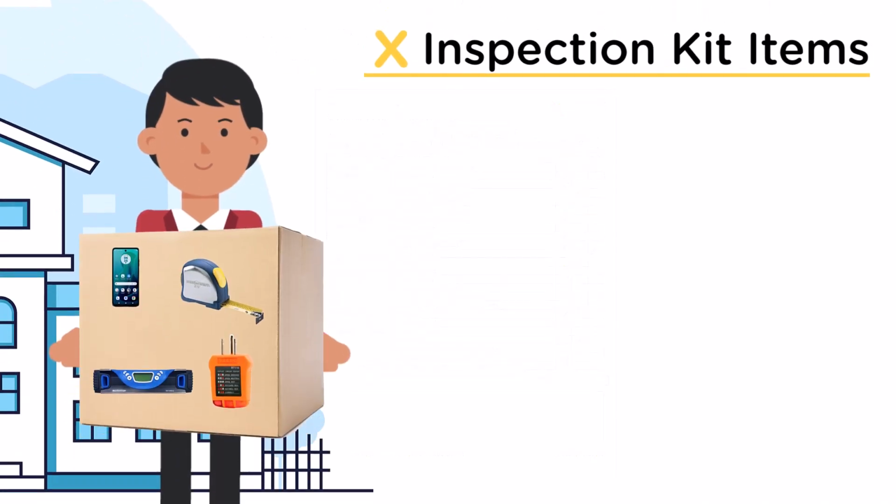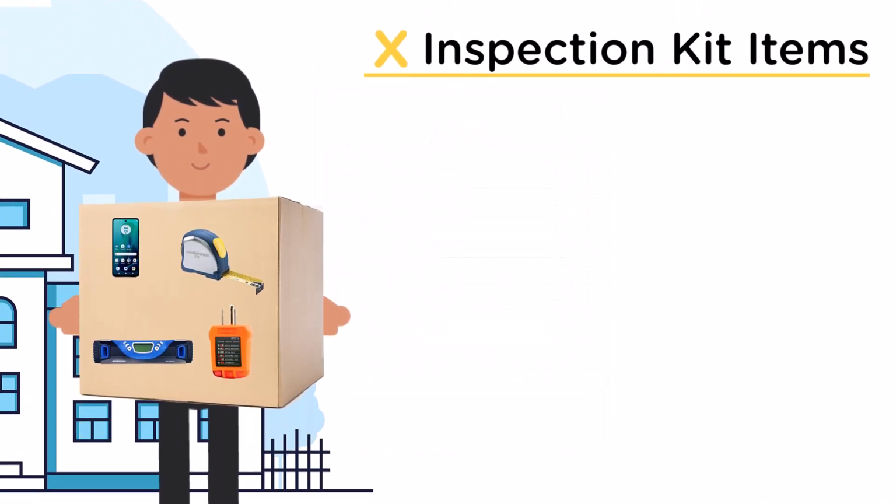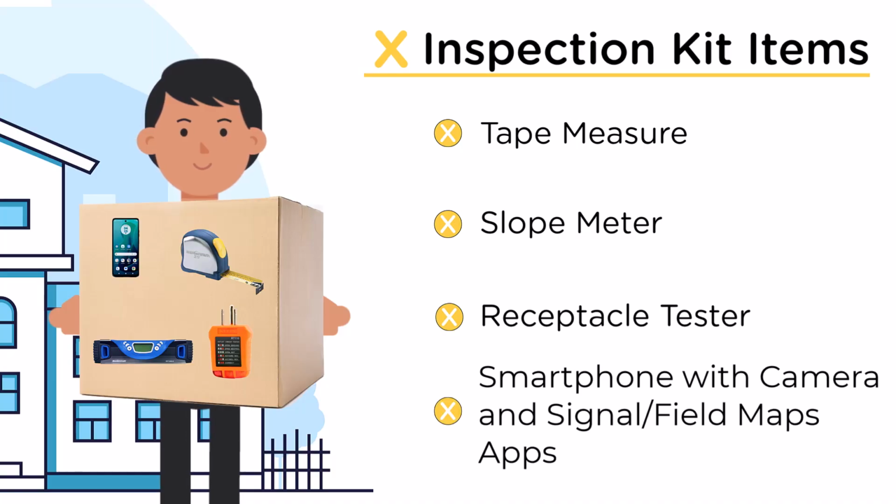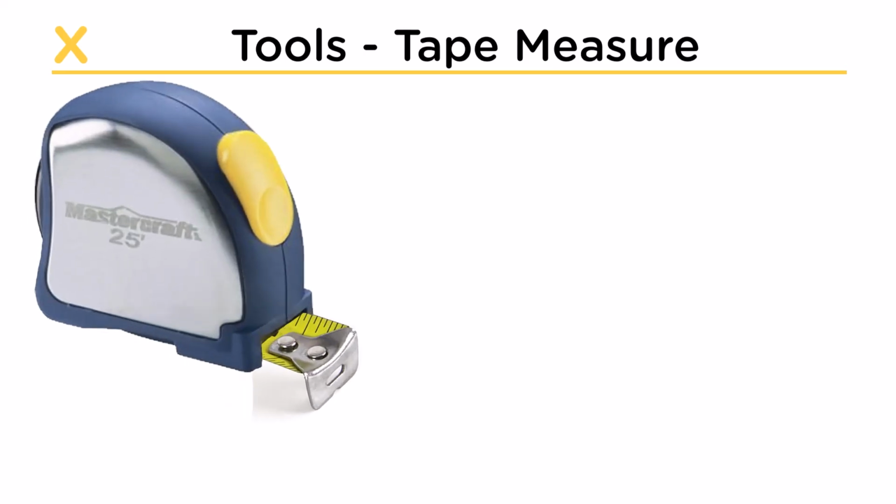Elections Ontario will provide you with 2 voting location inspection kits. Each kit includes a tape measure, a slope meter, a receptacle tester, and a smartphone with a camera and the Open Signal and Field Maps applications installed. The first tool is a tape measure.